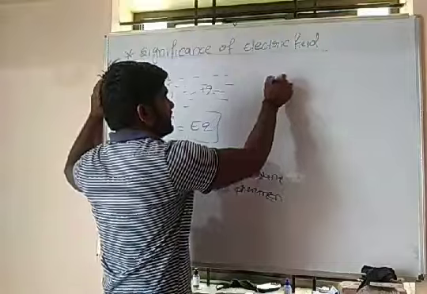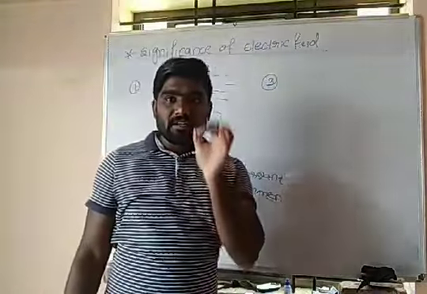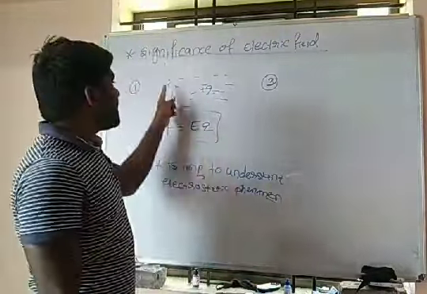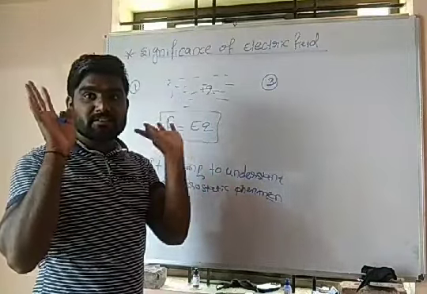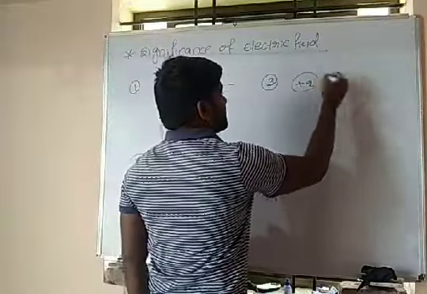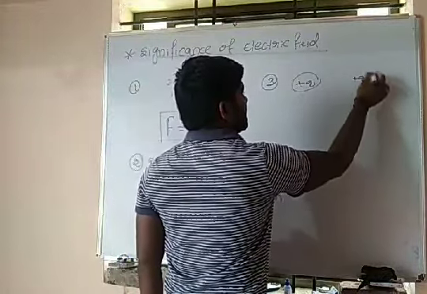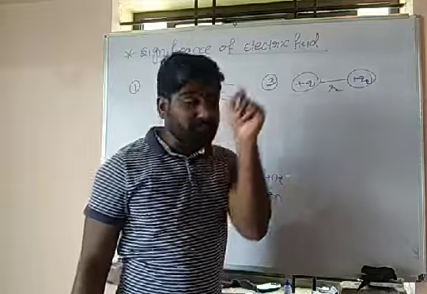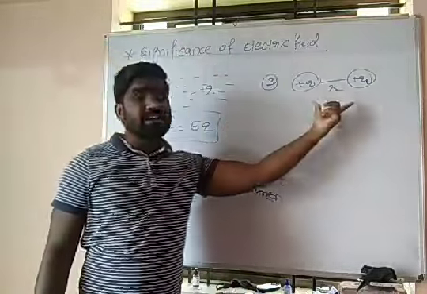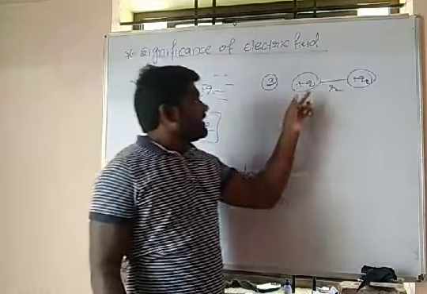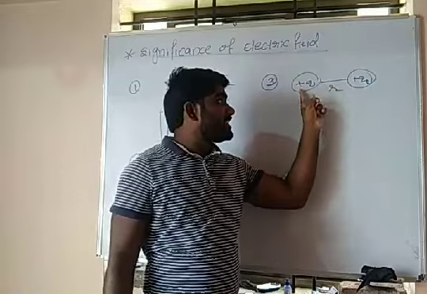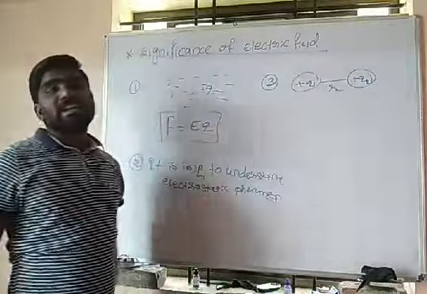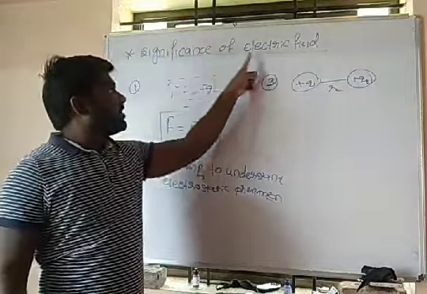Then the third significance is the force experienced between two point charges can be concluded by the electric field itself. They are separated by some distance. Suppose here is plus Q1 and here is Q2, separated by a distance r. Between these two there must be a force. How will the force be? Because of the electric field only we can conclude this. So the electrostatic force experienced between two point charges separated by some distance can be concluded by using the concept of electric field. These are the very important significances.